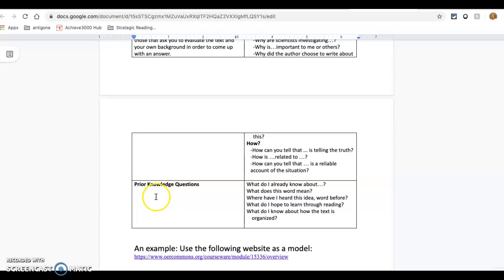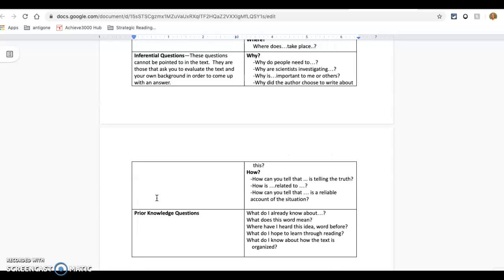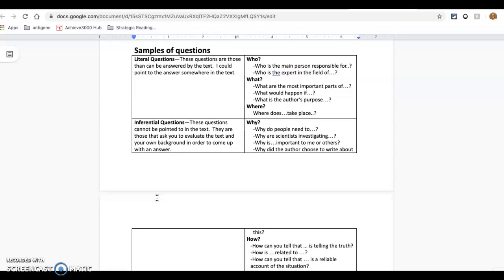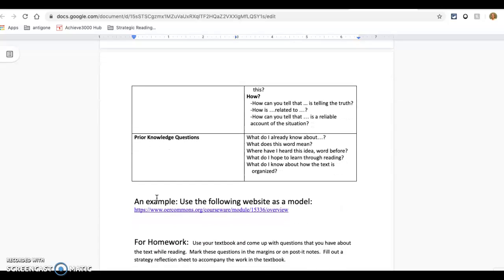And then these prior knowledge questions are those that get your brain thinking before you maybe even start reading, but also help you to make those connections. So what do I already know about X, Y, or Z? What does this word mean? Have I heard this word before? What do I hope to learn through this reading? And what do I know about how the text is organized? Meaning, is it a newspaper article, a textbook reading, a story like a novel, or a short story? So those are prior knowledge questions. All important questions to ask. I don't care that you know the type of question. I just want you to know that those are the types of questions that exist.